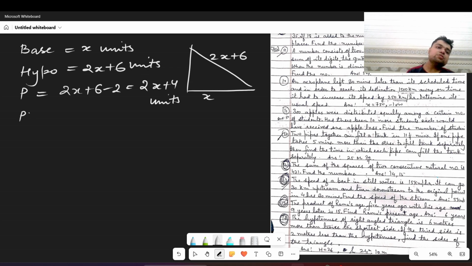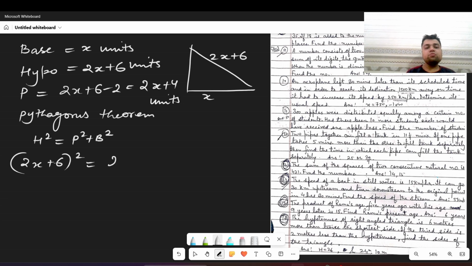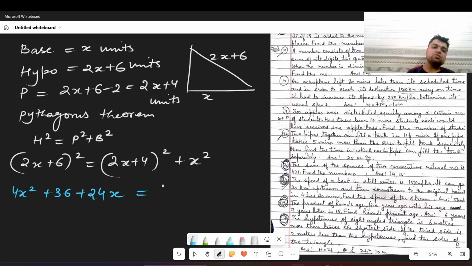So we will use Pythagoras theorem. So Pythagoras theorem says hypotenuse square equals to perpendicular square plus base square, right? So that means 2x plus 6 whole square is equals to 2x plus 4 whole square plus x square. So let's open this up. I will get 4x square plus 36 plus 24x is equals to 4x square plus 16 plus 16x plus x square.